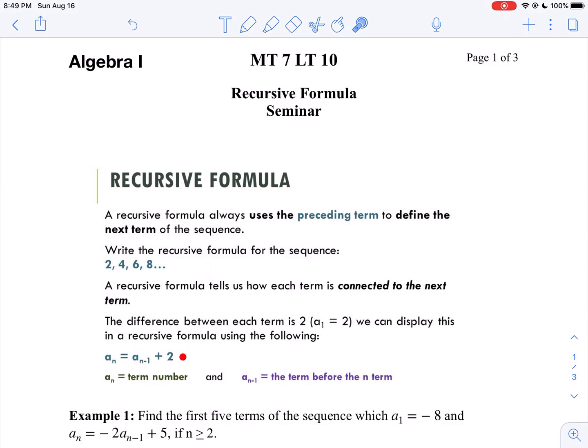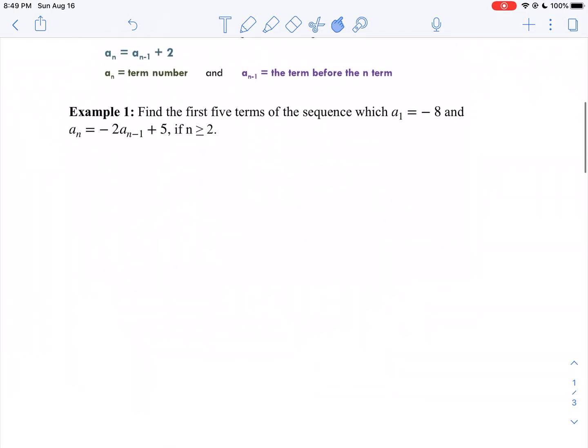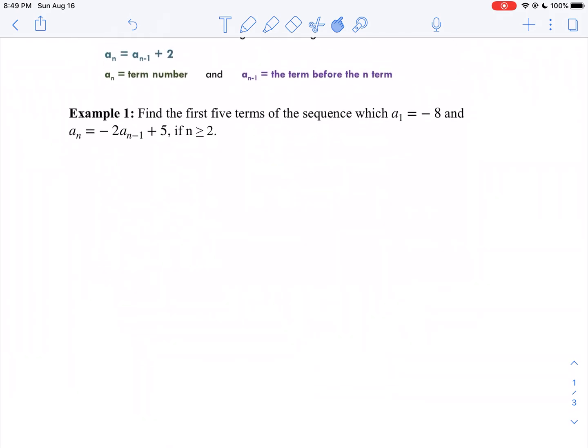Here is an example of a recursive formula for an arithmetic sequence. We take the previous term, we add 2, provided that n is greater than or equal to 2, because you can't start it unless you're on the second term. So take a look at example 1 here.